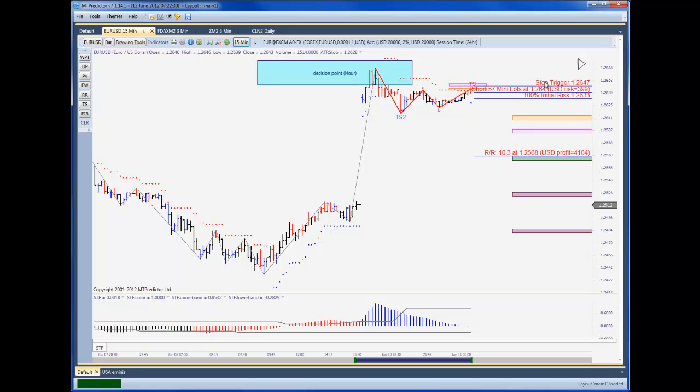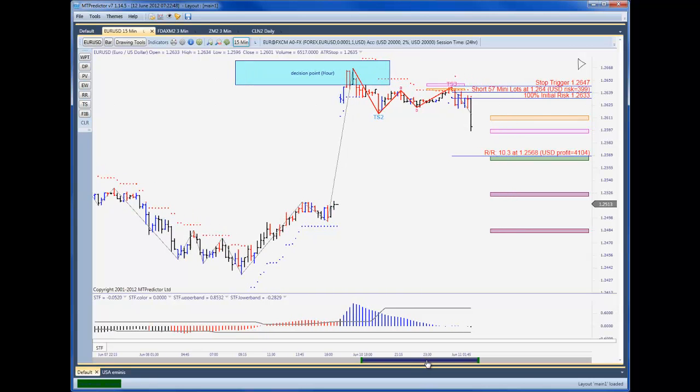This is our position sizing, and at the first target the profit was approximately 10 times the initial risk. That is why these trade setups are so good, because they represent the largest profit in terms of initial risks. So let's see how this market unfolds.